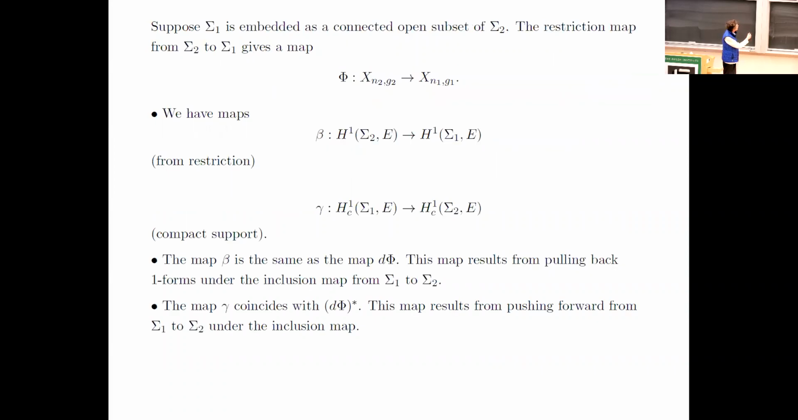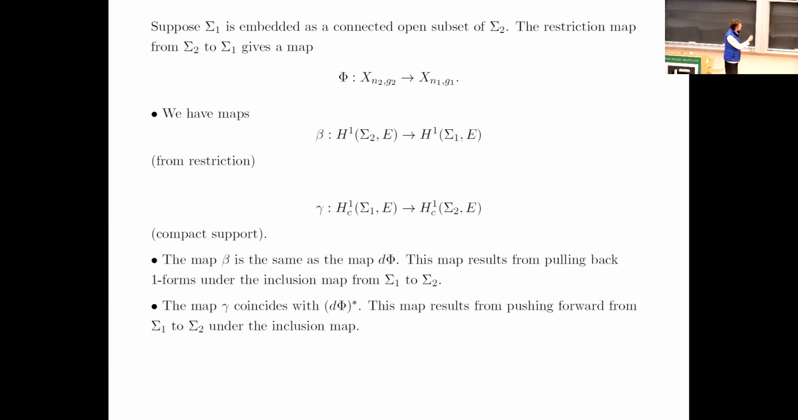So suppose that sigma 1 is embedded as a connected open subset of sigma 2. That was the situation that we started off with. Then the restriction map from sigma 2 to sigma 1 gives you a map that we'll call phi. This goes from the character variety of sigma 2 to the character variety of sigma 1.